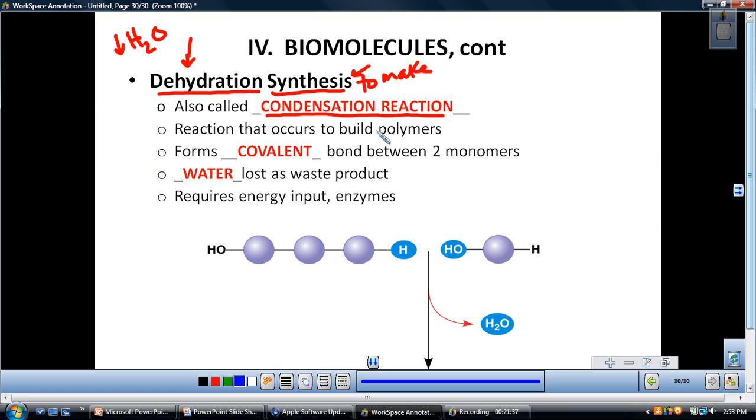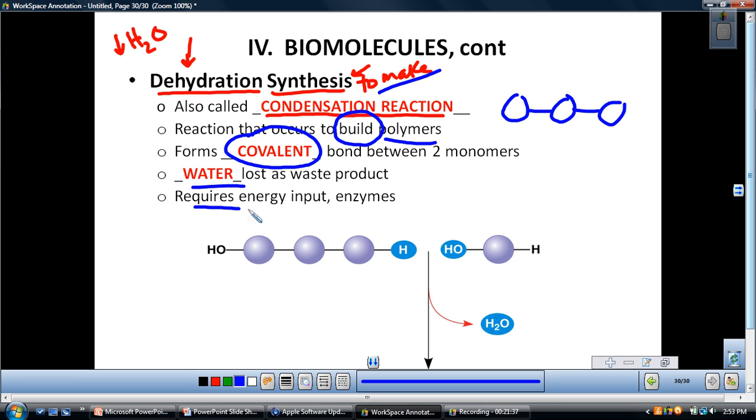So let's change colors here. I want you to make sure that you circle or highlight or make note of this. Here's the word: building. If we're building a longer polymer, that would be like taking a circle, linking it to a second circle. We just made a 2-circle unit, so we just built it longer. If I take a third circle and link it, I just built it and made it longer. So I'm going to build this polymer through dehydration synthesis. My bond will be covalent. My loss is water as a waste product.